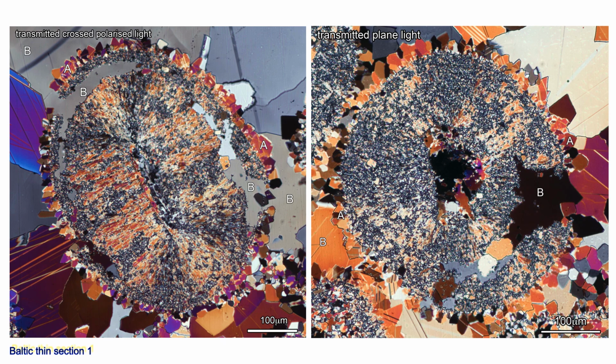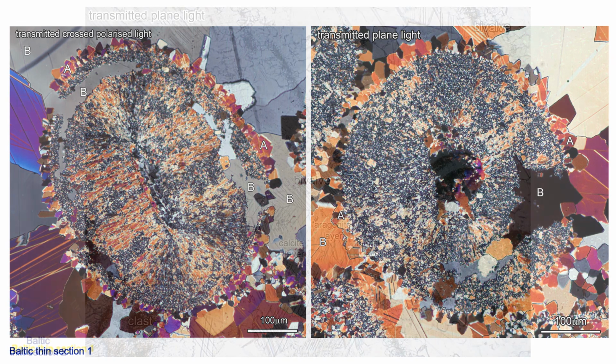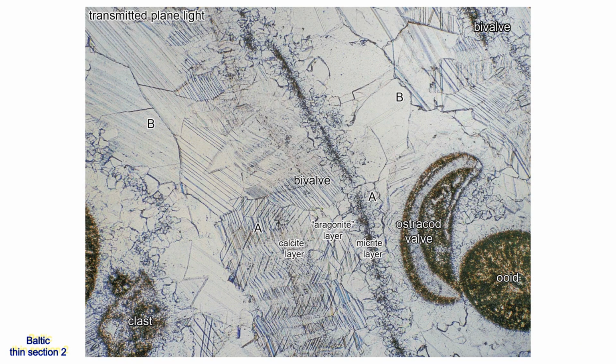While these ooids were being altered, what was happening to the bivalves? The bivalve, running diagonally across the center of this image, is composed of two layers. One formed of prismatic calcite crystals and one of granular calcite crystals that are secondary after aragonite. The granular calcite has an irregular outer coating of micrite. The prismatic calcite layer has none.